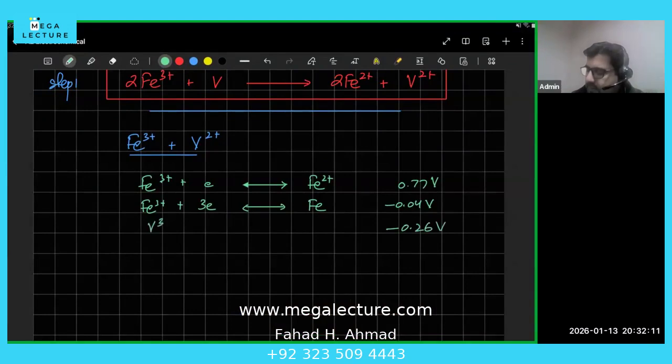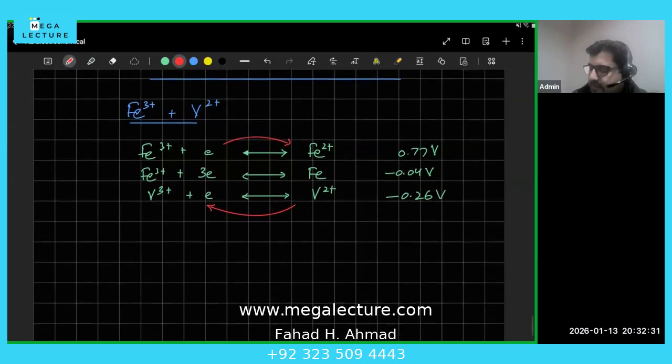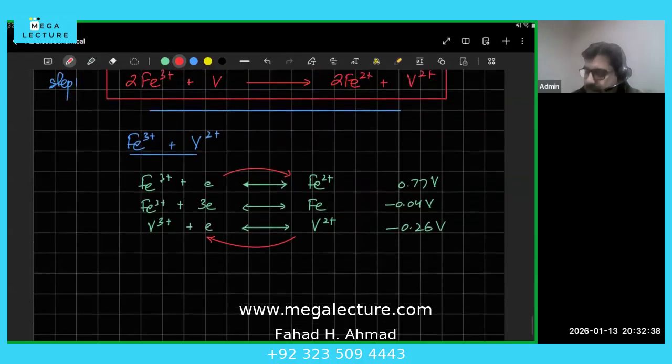So I've got V3+ with an electron going to V2+. Again, the same thing: the higher potential gains electrons, and this is the lowest potential, so that loses electrons. So we've got another reaction happening, right? That means V2+ is getting oxidized to V3+. The electrons are already balanced, so I'm going to add up the reactants.